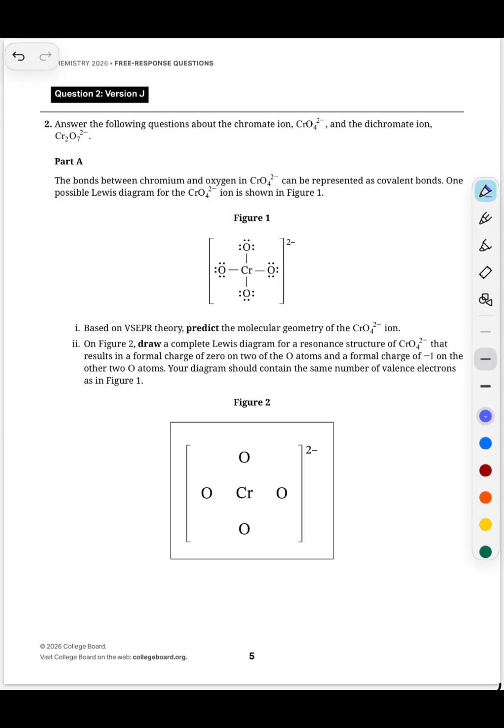So for part A here, we have two questions. For the first question, it says, based on VSEPR theory, predict the molecular geometry of the CrO4 2- ion. We count the domains. We got 1, 2, 3, 4. We know that corresponds to sp3 hybridization. And if we're sp3 hybridized with 0 lone pairs, that is going to be a tetrahedral molecular geometry.